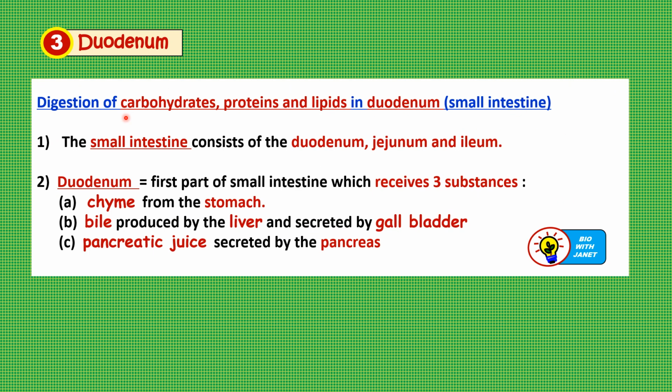Okay, so digestion of carbohydrates, proteins, and lipids occur in the duodenum. All 3 classes of food are digested in the duodenum, which is the first part of the small intestine. The small intestine consists of 3 parts: duodenum, jejunum, and ileum. Now, the duodenum receives 3 substances: chyme from the stomach, bile produced by the liver and secreted by the gallbladder into the duodenum, which is a greenish color liquid, and then pancreatic juice secreted by the pancreas into the duodenum.